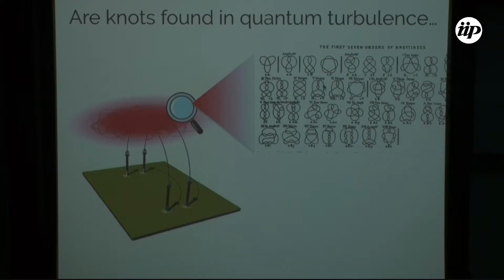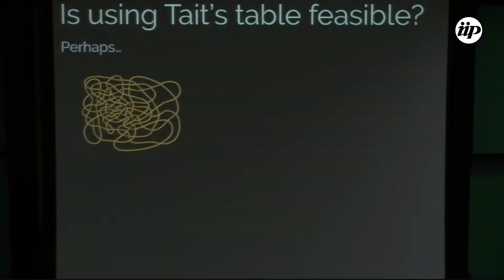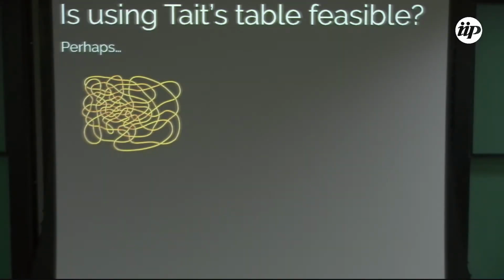And could we do this? Could this be done with experimental data or numerical data? I think perhaps. It's not what we're going to do here, but I'll illustrate how it could be done. So we would look inside a 3-dimensional tangle if we had advanced 3-dimensional visualization, which is coming in experiments with superfluid helium at least.